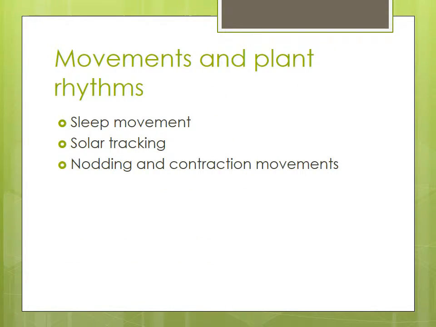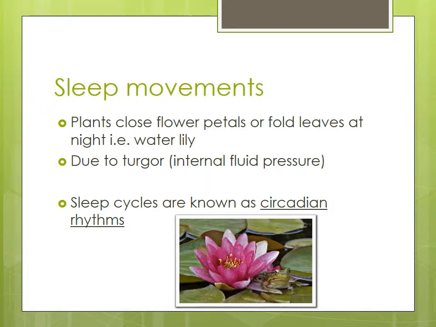We're going to look at some movements and plant rhythms. So we're going to be looking at sleep movement, solar tracking, and nodding and contraction movements. So sleep movements, this is when the flower petals close, so they fold up and the leaves fold up. The example for this one is a water lily, and this happens due to the turgor, that internal fluid pressure, the fluid being water. These sleep cycles are known as circadian rhythms.